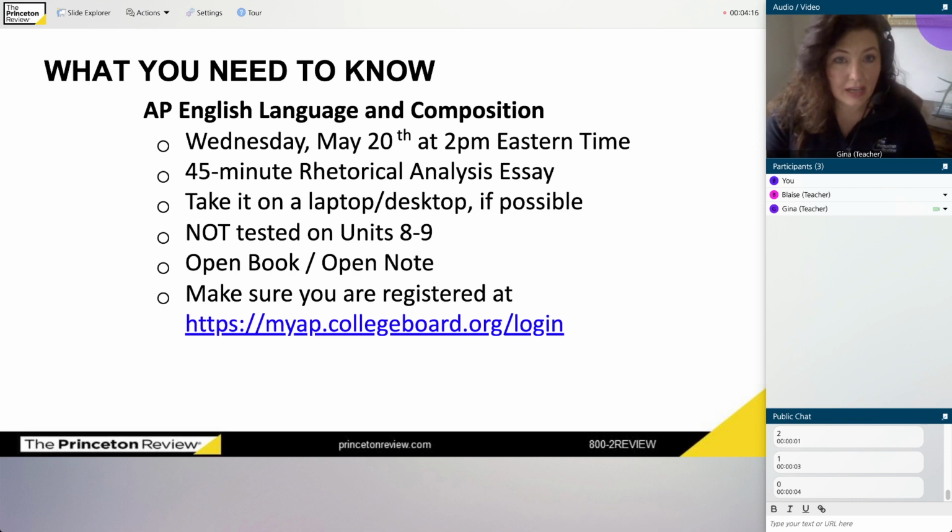Now, unlike other AP exams, you will not be dealing with a full length test. This is not going to happen in person. This is not going to happen at school. So, even if you do go back to school, let's say you go back to school in May, that would be great.